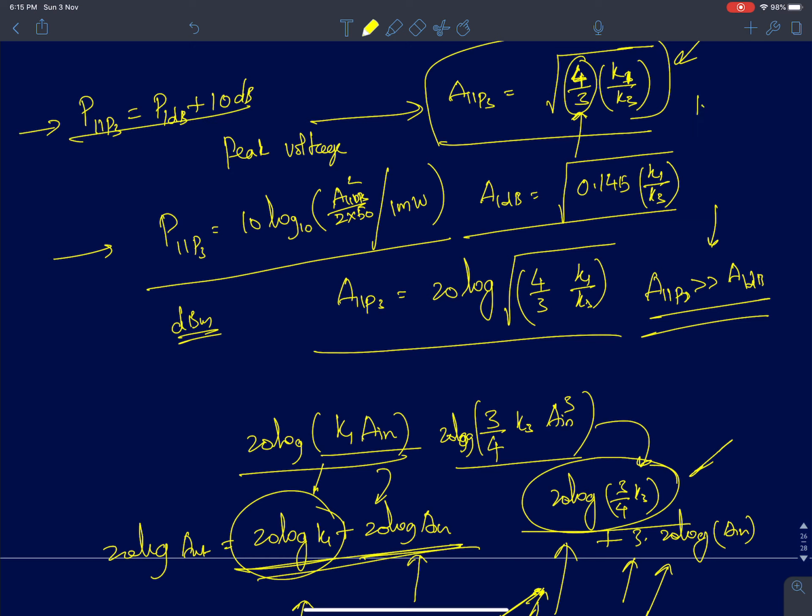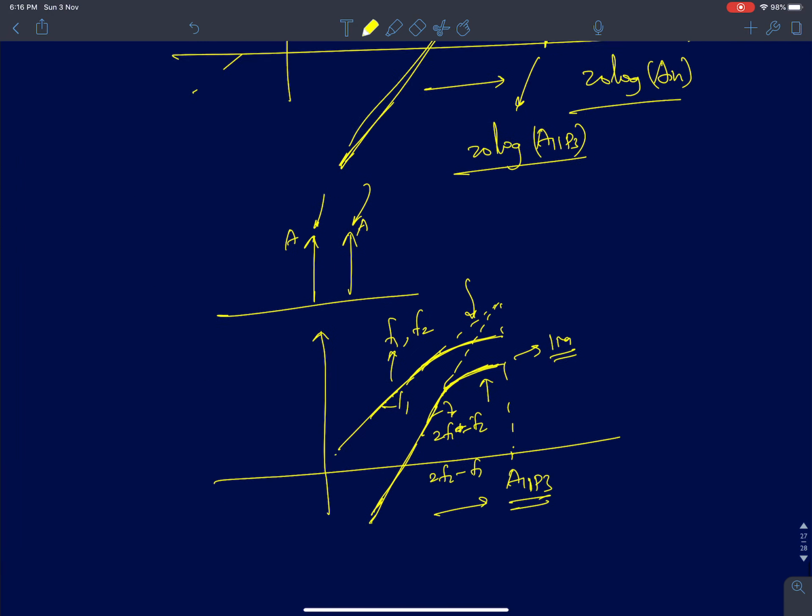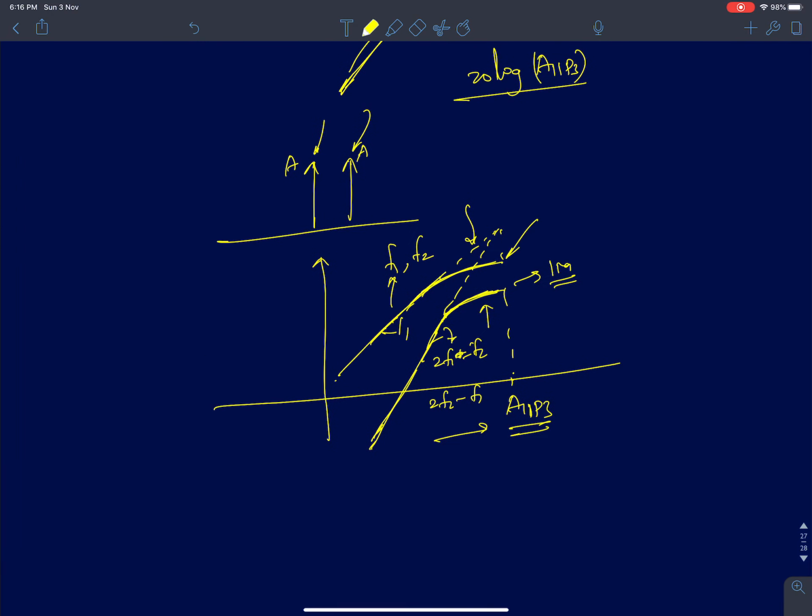So 4 by 3 is 1.333, and I'm approximating it as 1/10. If I multiply this by 10, I'll get this value. Okay. So PIIP3 is obviously much more than the 1 dB compression point power, meaning your amplifier will experience compression even much before you reach IIP3. Your gain is going to start reducing way before IIP3. We know that the 1 dB compression point occurs somewhere here, so this will be A1 dB. Your gain is going to start to reduce way before IIP3.